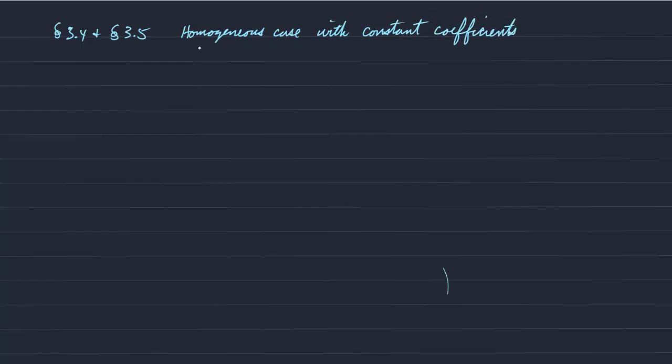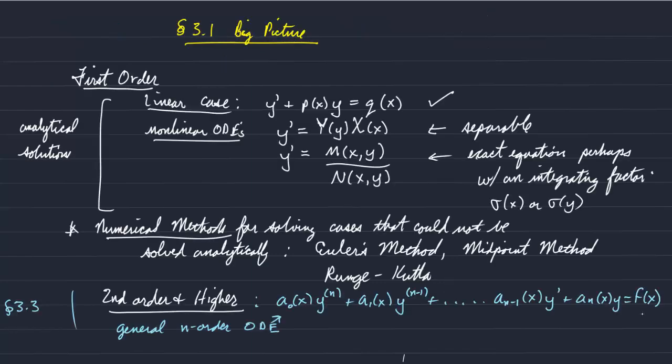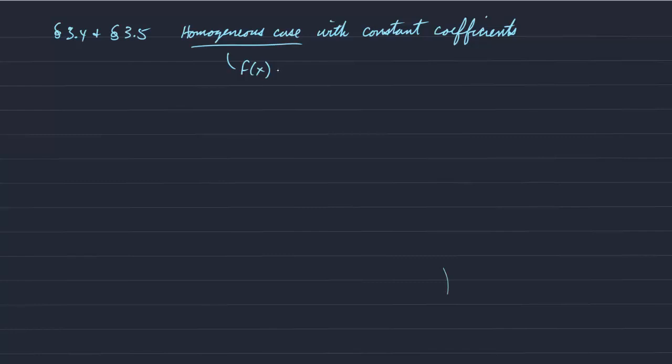Right? The homogeneous case means that f of x, which was on the right-hand side here, is equal to 0, and the coefficients being constant means that these functions, a0, a1, and so on, do not depend on x. So the homogeneous case means the function that only depended on x on the right-hand side was 0, and a0, a1, a2, etc. are constants.